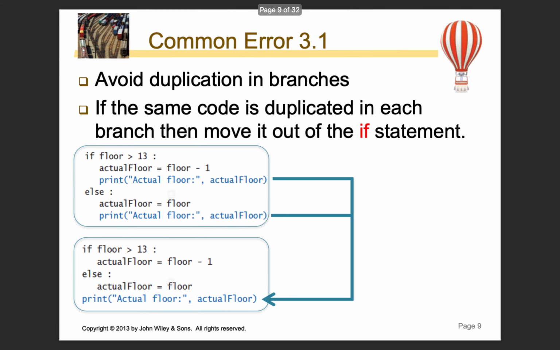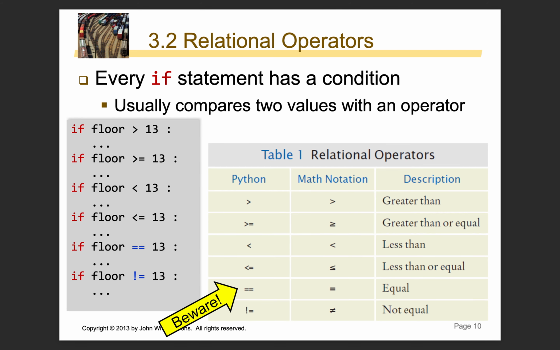Okay, so currently we've looked at this greater than symbol, and earlier on I said that there were a couple of other comparisons we could do, and these are called relational operators. So every if statement needs to have a condition, and usually that condition is comparing two different things with some sort of operator. So we could have greater than or equal to, less than or equal to.